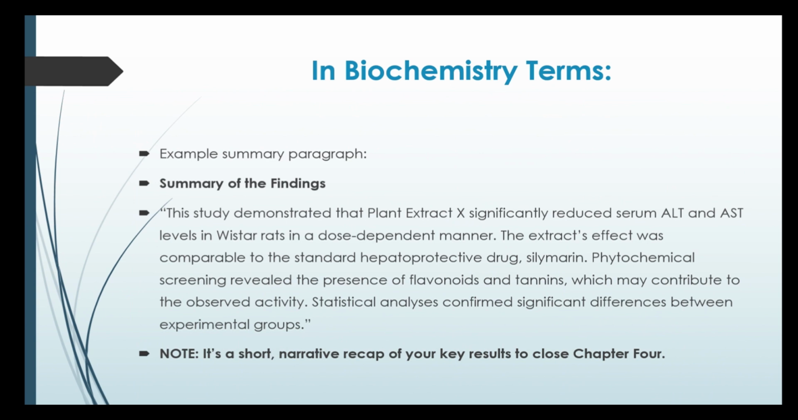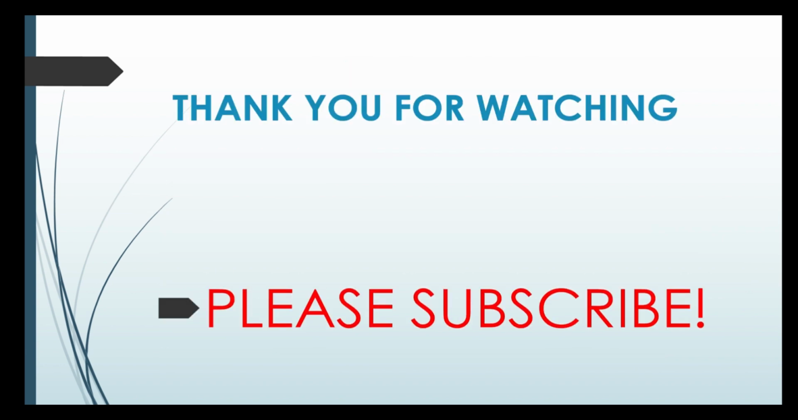Now, in the summary of the findings, based off of what we've been doing: the study demonstrated that plant extract X significantly reduced serum ALT and AST levels in Wistar rats in a dose-dependent manner. The extract effect was comparable to the standard hepatoprotective drug, silymarin. Phytochemical screening revealed the presence of flavonoids and tannins, which may contribute to the observed activity. Statistical analysis confirmed the significant difference between experimental groups. Remember, this is a short narrative recap of the key results in your chapter 4. Don't go adding anything. So that is how to write your chapter 4 in your research project work.